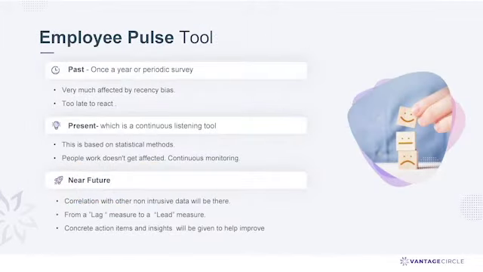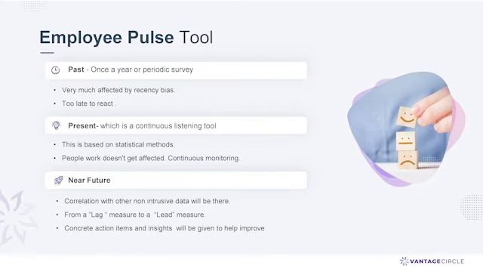The employee pulse tool, what used to happen in the past? I will be differentiating between the past, the present, and the future, how things are going to be in the future. So in the past, it used to be a once a year periodic survey in the employee pulse area. There used to be this big survey that happened once every year, with questions like 100 questions or whatever. And the problem with that kind of survey is that it has a lot of recency bias, and it's too late to react, because if something happened at the start of the year and you're taking the survey at the end, then it's not going to work. Ultimately, you're not getting the real pulse of the organization.